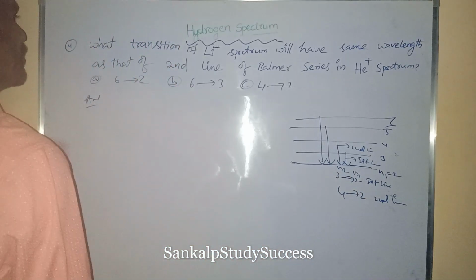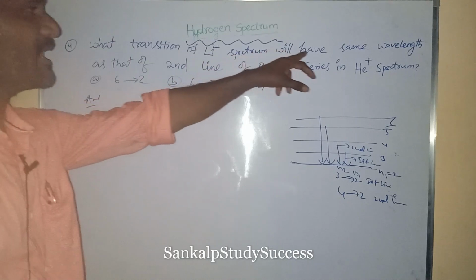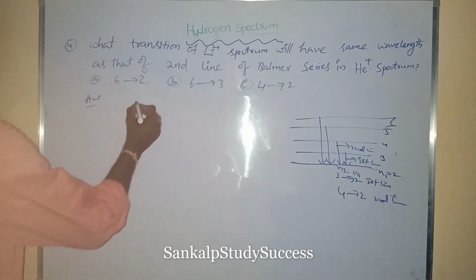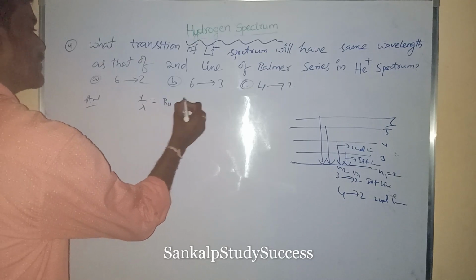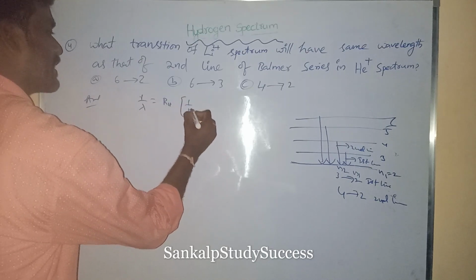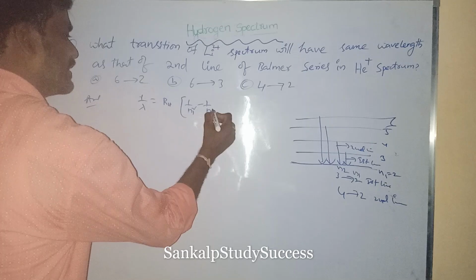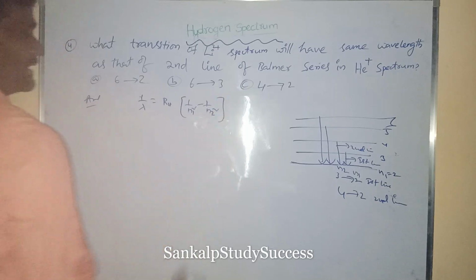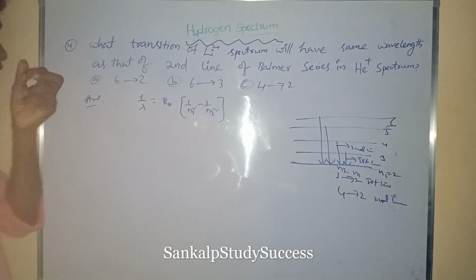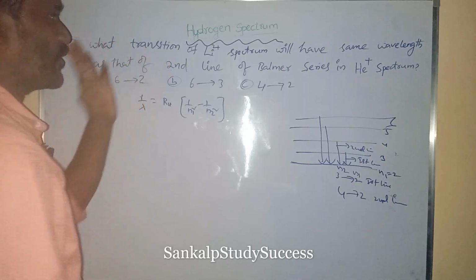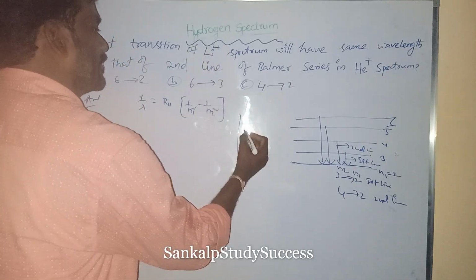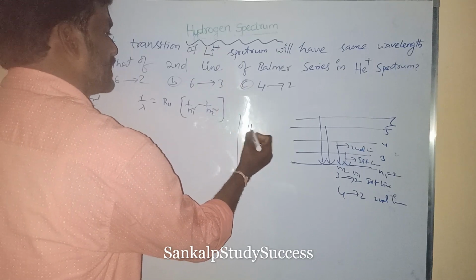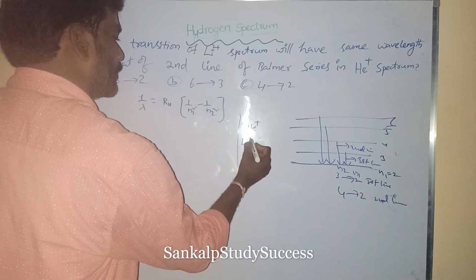Now, what transition of Li2+ spectrum will have the same wavelength? What is the formula for wavelength? 1 by lambda is equal to RH into (1 by N1 square minus 1 by N2 square). This is the formula. Now here this is not hydrogen. Two ions are given: He+ and Li2+.